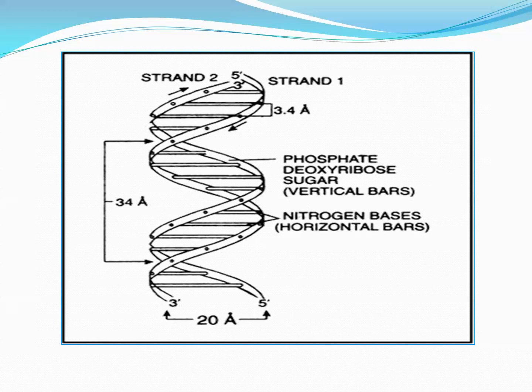You should know the nitrogen bases are present here. These are the horizontal bars which form the nitrogen bases, and here A binds with a double bond to thymine, and G makes triple bonds with C to form the guanine and cytosine base pairs. And we can see here.